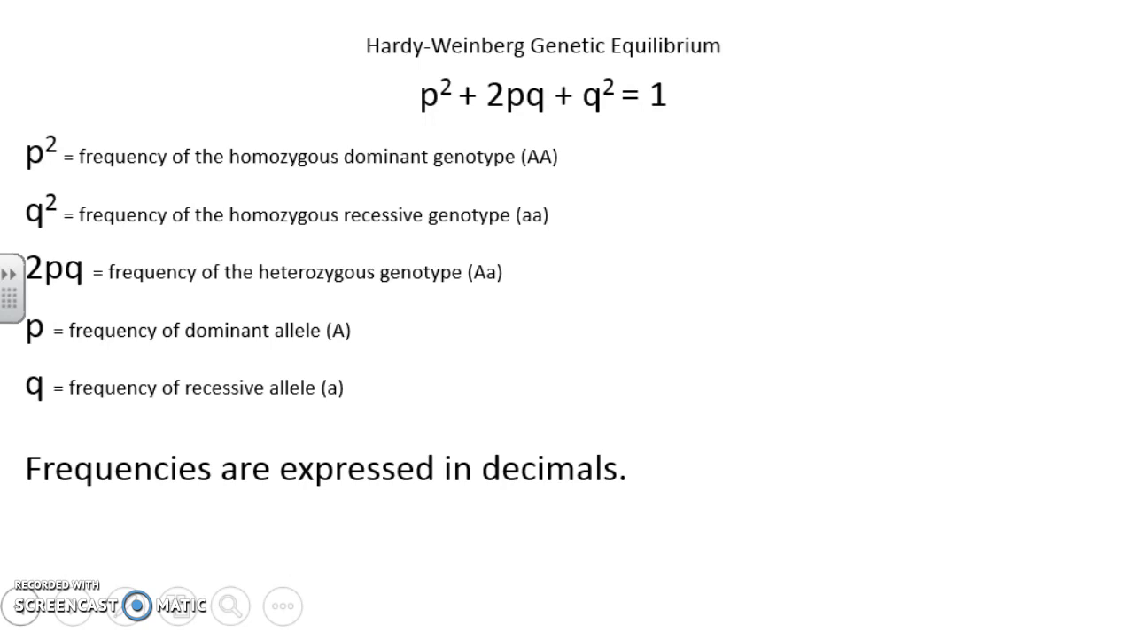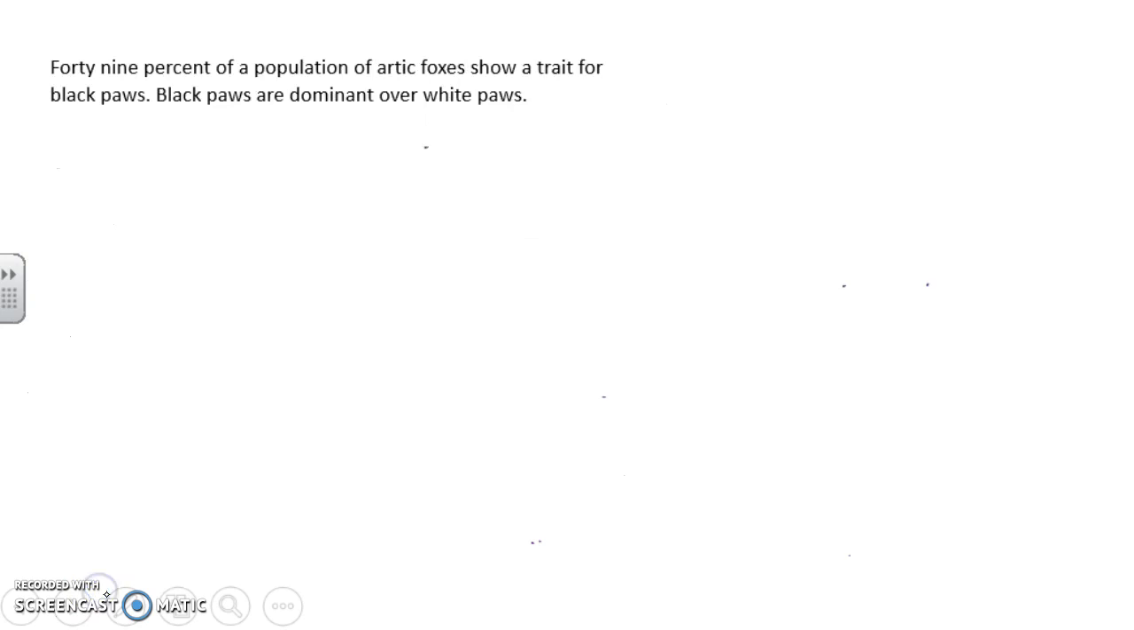of the recessive allele. Just notice that they have single letters, so they are just single letters here. But once they have two letters, they have the square or the 2, okay? And all frequencies have to be expressed in decimals.